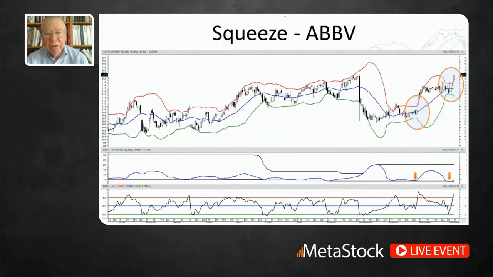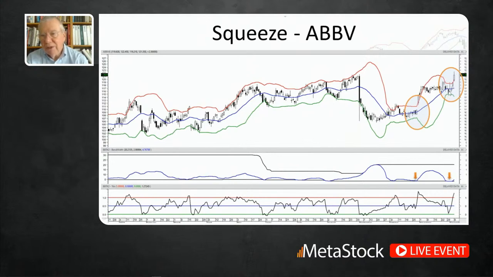So here is an example of the squeeze from ABBV recently. You see a little red arrow on bandwidth there, pointing to where it touches the lower limit. That sets up a squeeze, and we get a breakout from that squeeze. And then after some consolidation, you get another squeeze. That's the right-hand arrow, this one over here, and you get a breakout here.